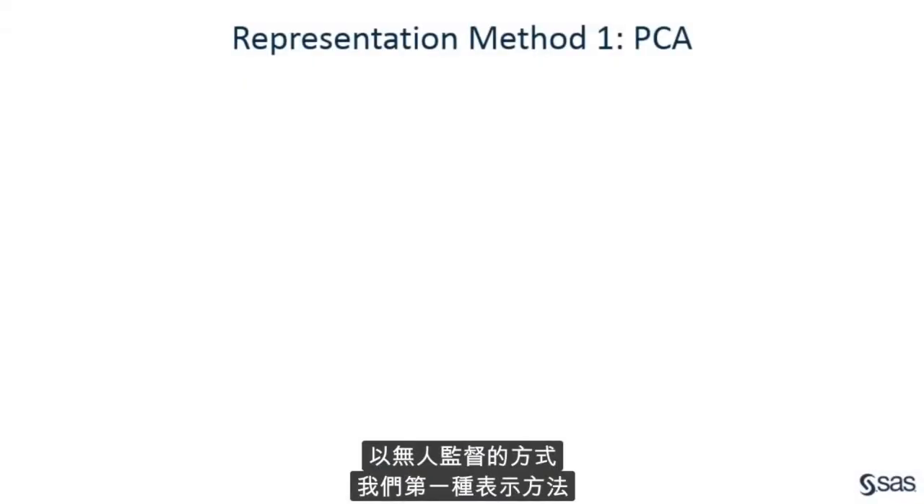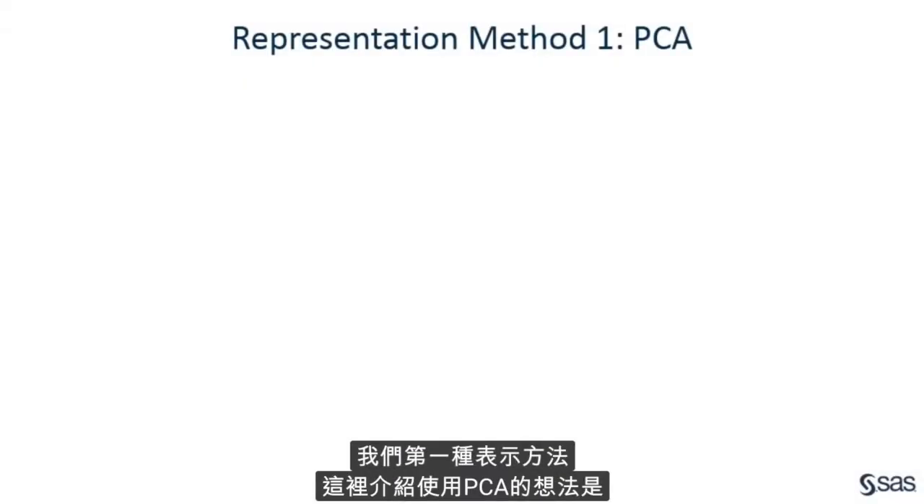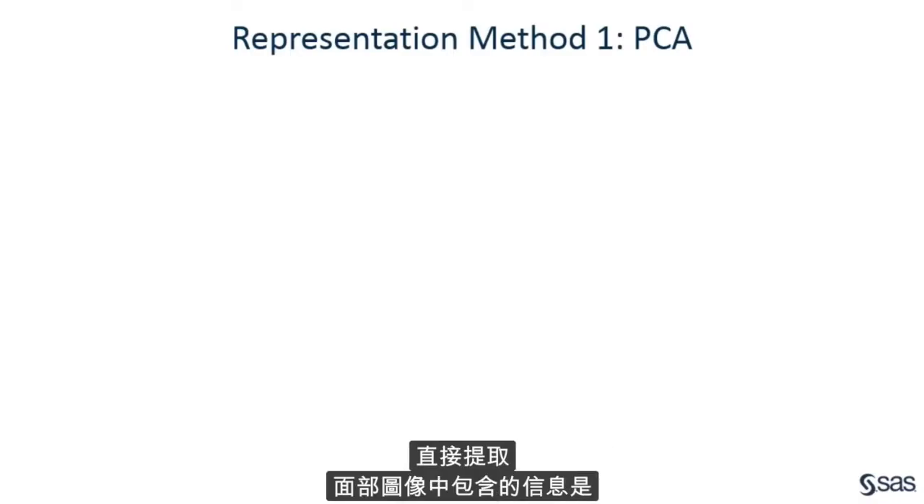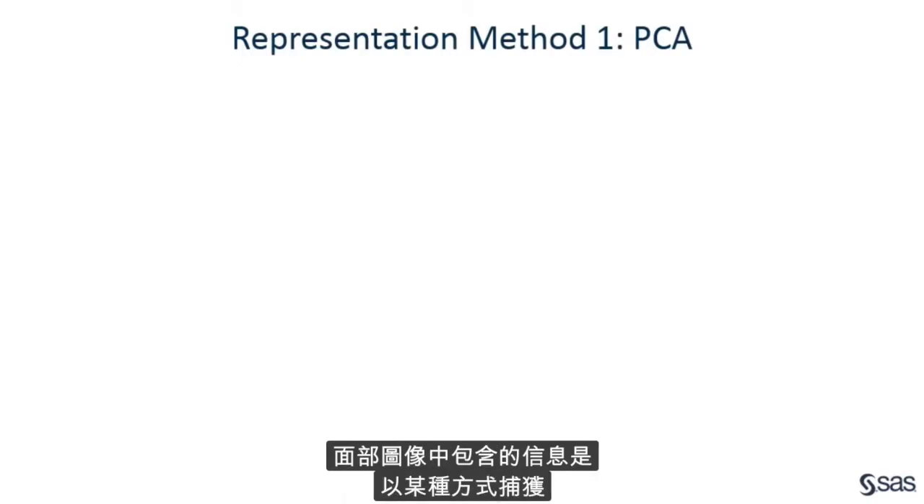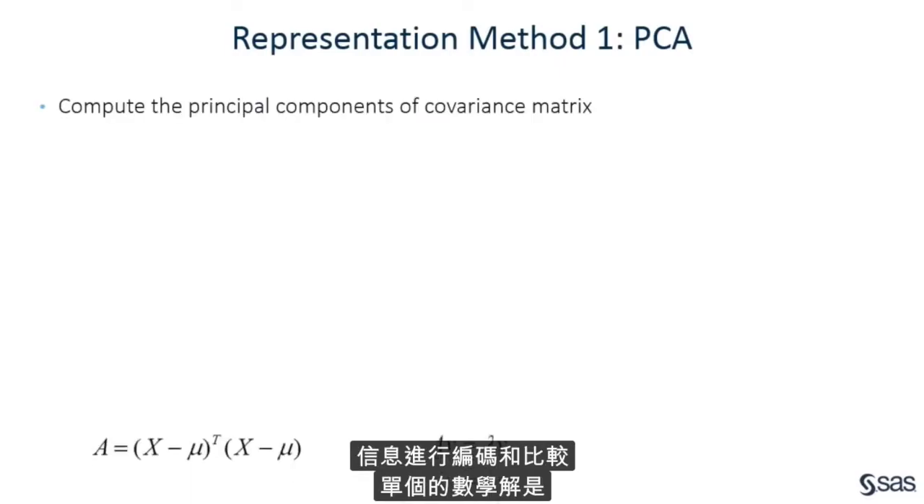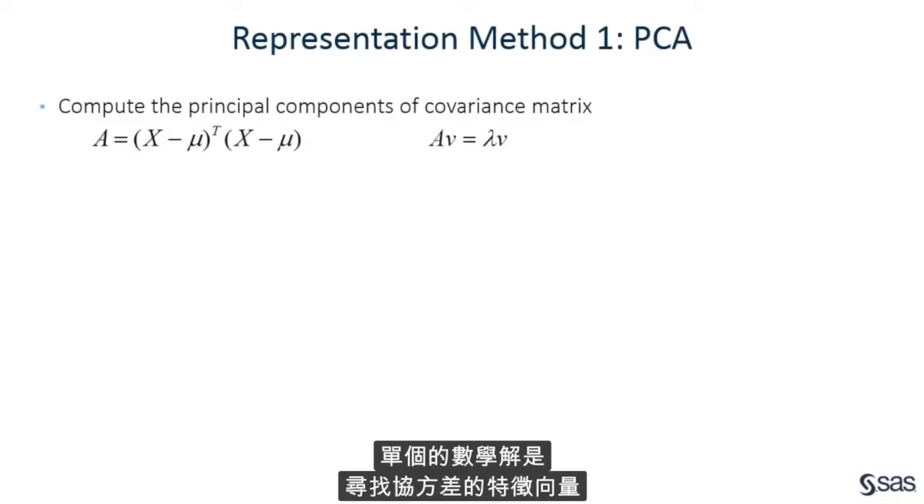So the first representation method we introduce here uses PCA. The idea is straightforward. Extracting the information contained in a face image is to somehow capture the variation in a collection of faces, and then use the information to encode and compare each individual. One mathematical solution is to find eigenvectors of the covariance matrix, or called principal components. These eigenvectors can be thought of as a set of features which together characterize the variation.